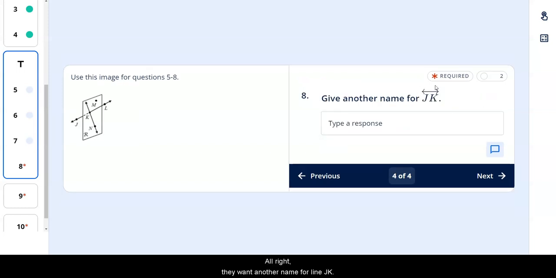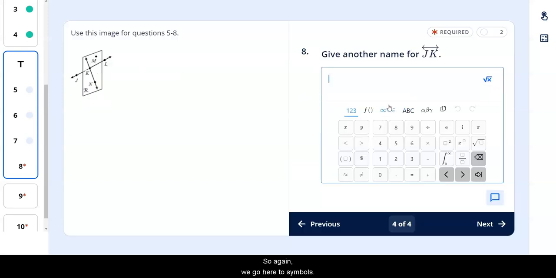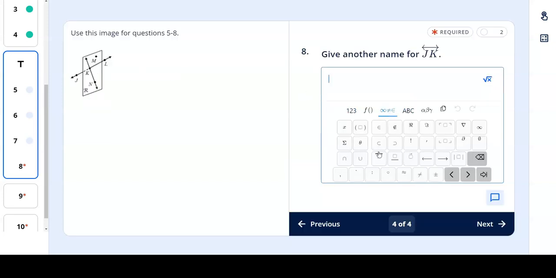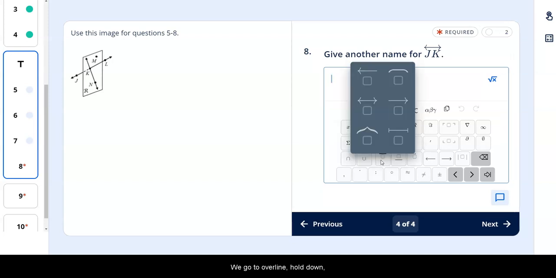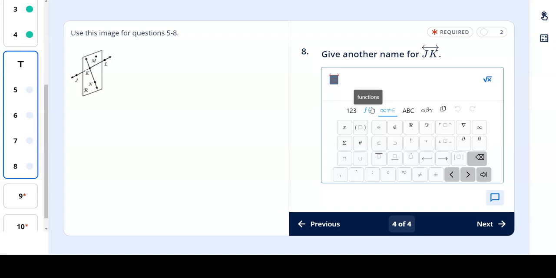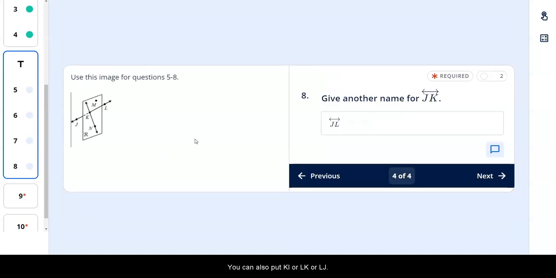That's 4. All right, they want another name for line JK. JL works for me. So again, we go here to symbols. We go to overline, hold down, and we get to this double arrow. You can also put KL or LK or LJ. Technically, KJ is the same as JK, but it would have still been okay, as it is another name, okay?